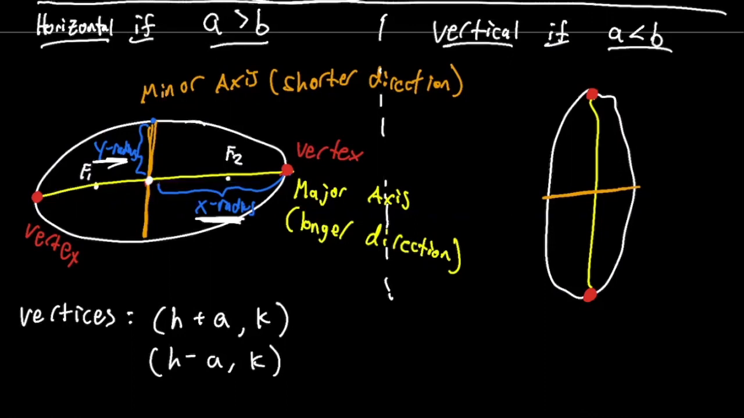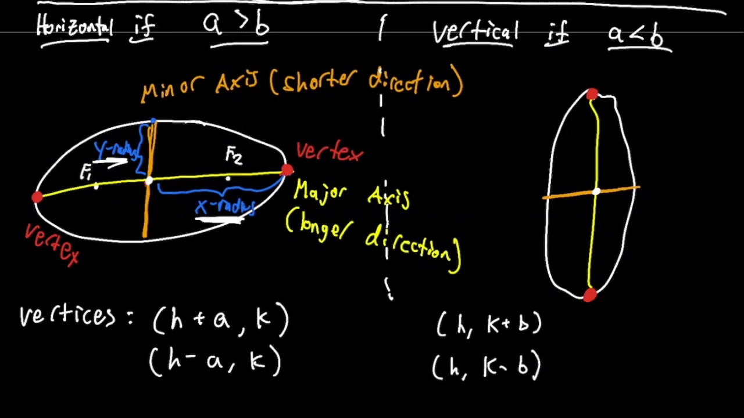For a vertical ellipse, it's the same idea, except we're starting at the center and adding in the y direction. So h comma k plus b, our y radius, and h comma k minus b. So those are our vertices.